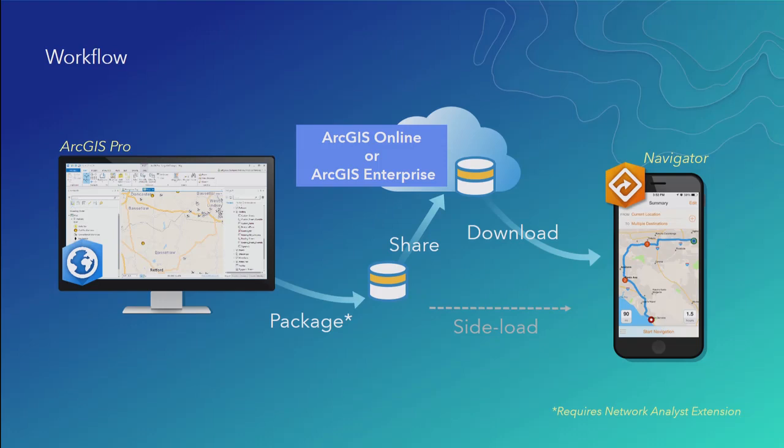And you share it to either ArcGIS Online for ArcGIS Online deployments, or if you have the on-premises version of ArcGIS Online, ArcGIS Enterprise, you can do that too. So you package and share it. Once it's shared, it's available for the Navigator users to just download and go offline with.